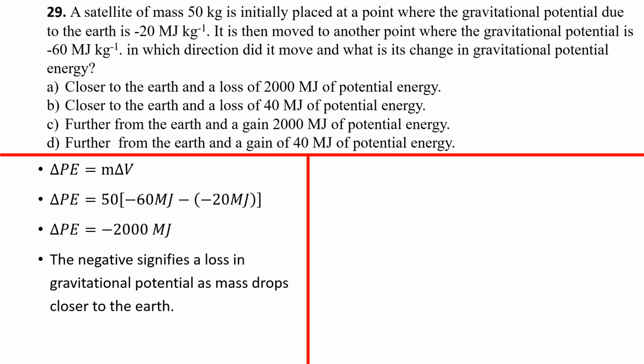But if you get a ball and throw it away from the surface of the Earth, as it goes to its maximum height, it's gaining gravitational potential energy. Its change in gravitational potential energy in that case would be positive, telling you that it has gained energy. So whenever you calculate a change in gravitational potential energy and it's negative, it tells you that the particle was moving towards the Earth. In this case, the satellite is now closer to the Earth and has lost 2000 megajoule of potential energy. So our answer is A.